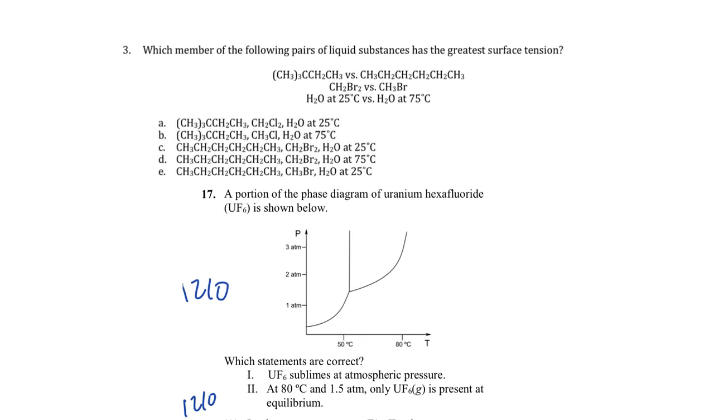So surface tension, most of our properties in chapter 11, with the exception of vapor pressure, are direct relationships. Surface tension is directly proportional to the strength of intermolecular forces, because surface tension is the energy required to break a surface. It's the energy required to separate a surface and break it. The stronger that attractive force is, the more energy has to be applied to break the surface. So the stronger the intermolecular force, the higher the surface tension, the higher the energy required to break the surface.